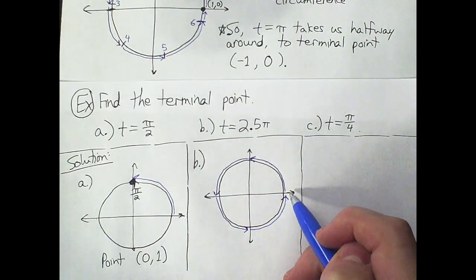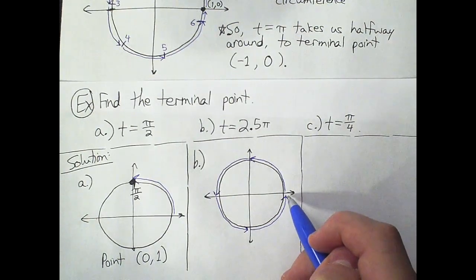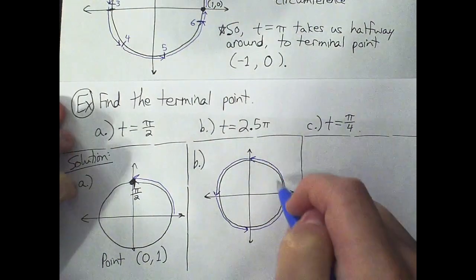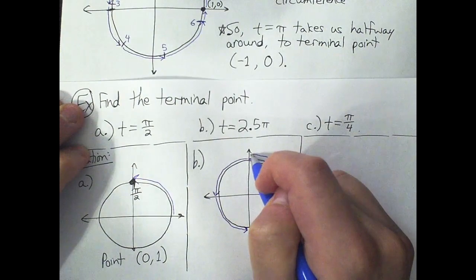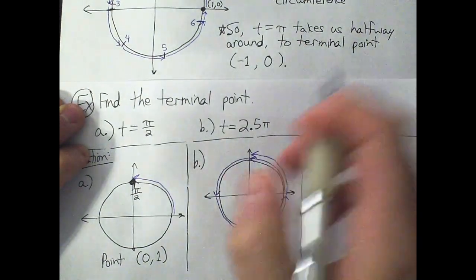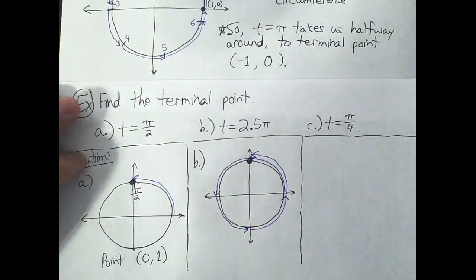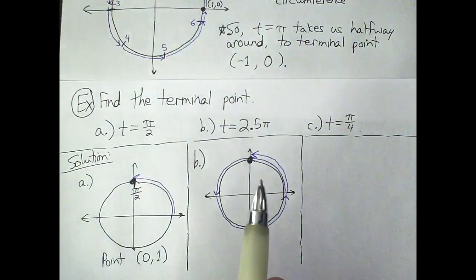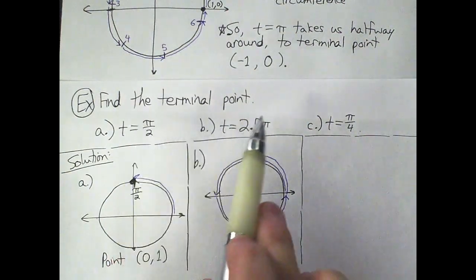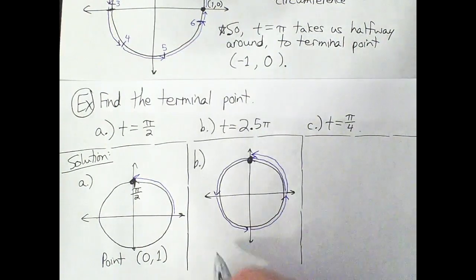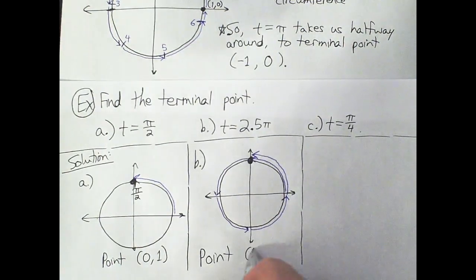This problem wants us to go a little further than that. We went 2 pi around, and I need to go an extra 0.5 pi. An extra 0.5 pi is going to take me to here and stop. Right here. That extra 0.5 pi is just like pi over 2, right? Because dividing by 2 is the same as multiplying by 0.5. So we wind up at the terminal point, 0, 1. We did an extra lap around the unit circle, but all we really care about now is what is the point that we're stopping at.